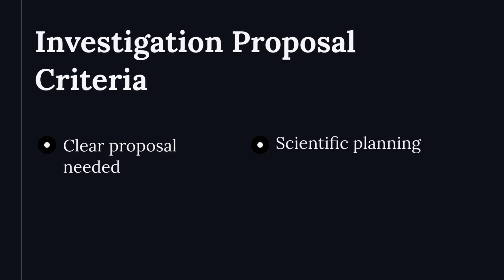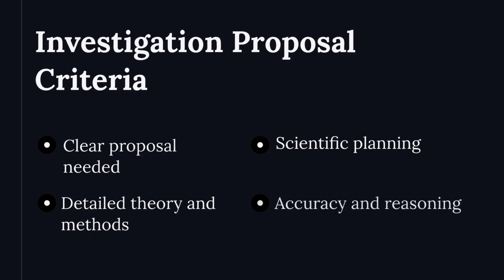A pass requires a clear investigation proposal. A merit shows strong scientific understanding and planning. A distinction involves detailed scientific theory and realistic methodology. The investigation must demonstrate accuracy and reasoning. Clear academic communication is essential.